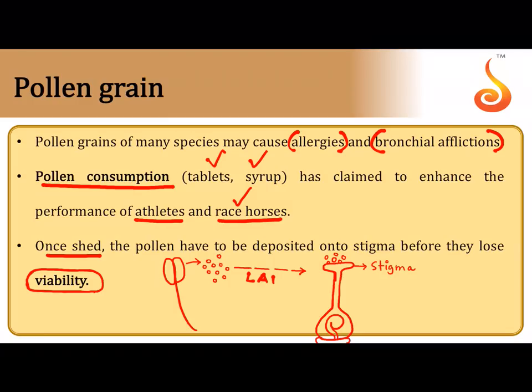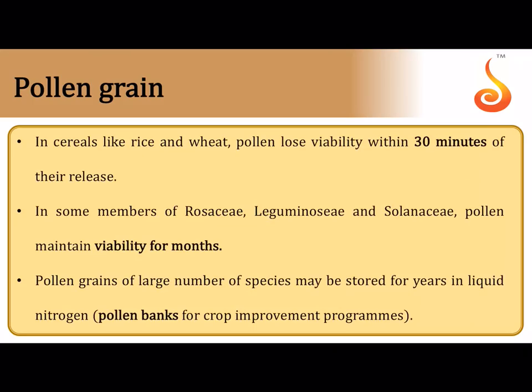Suppose it is too late. By the time it goes and deposits on the stigma, there is no use because the pollen would have lost its viability. If it loses its viability, then it cannot fertilize the egg inside the ovule. It is of no use to the plant. What is the time duration of viability?